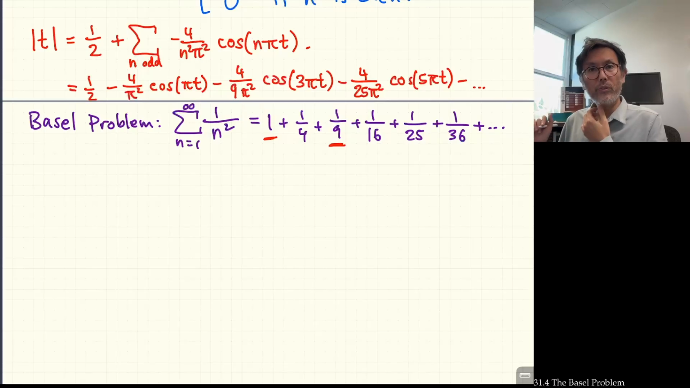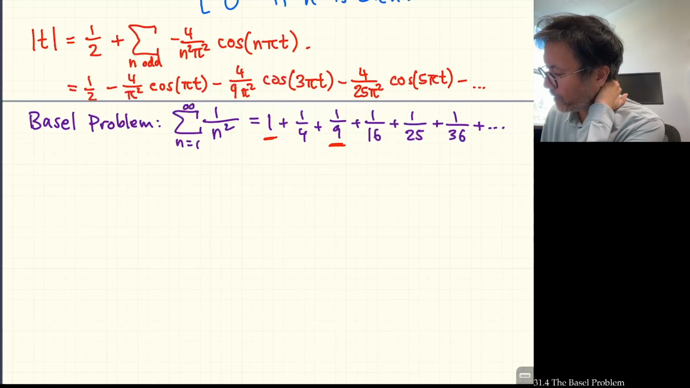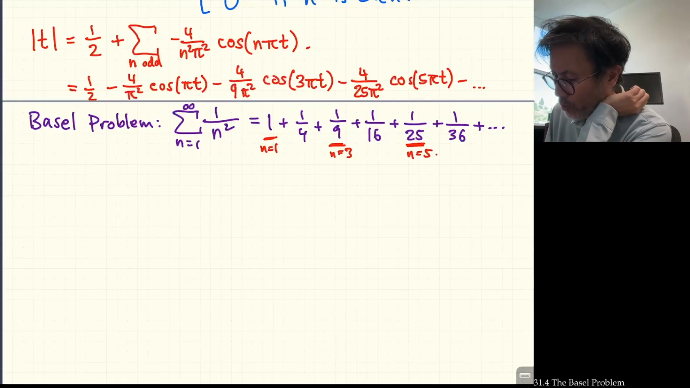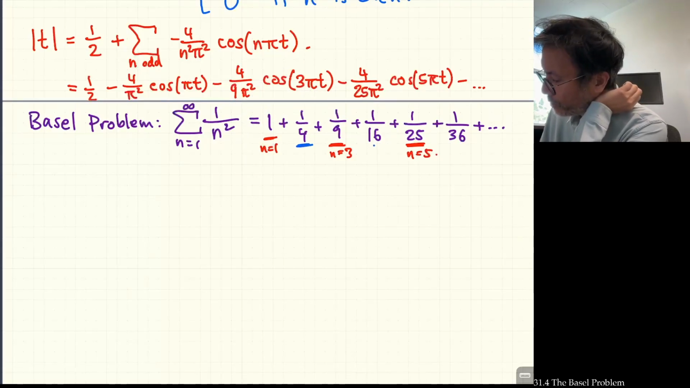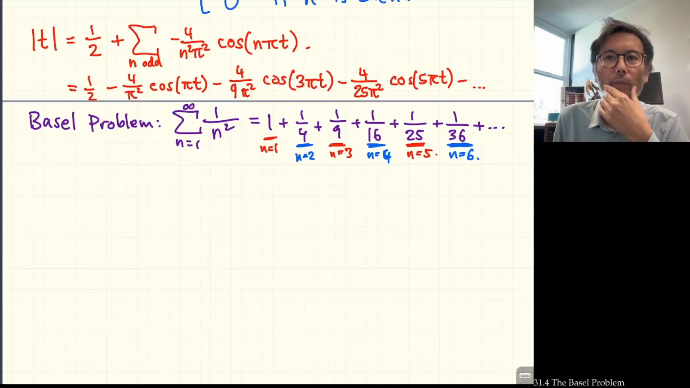Yeah. So I want to think about the odd terms and the even terms. The odd terms are corresponding to odd values of n. It's going to be n equal to 1, n equal to 3, n equal to 5. And it keeps going, of course. And then the even terms. That's the n equal to 2, n equal to 4, n equal to 6 terms. Yes, here we go. All right.